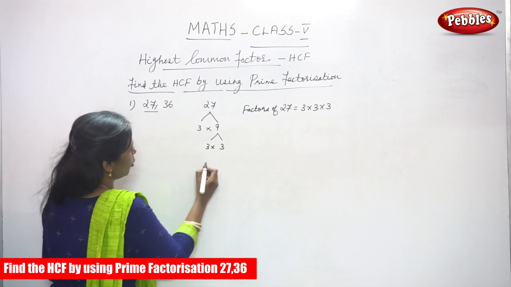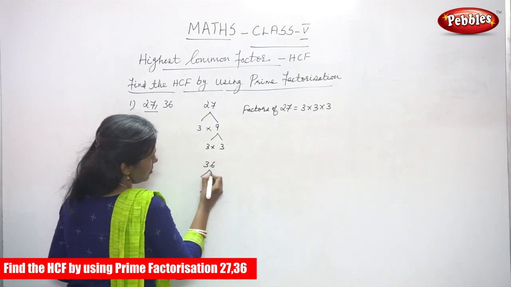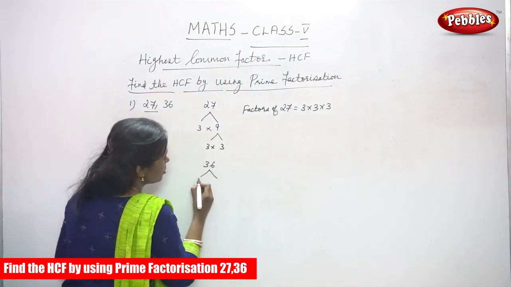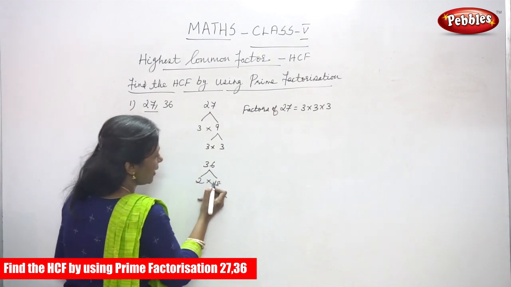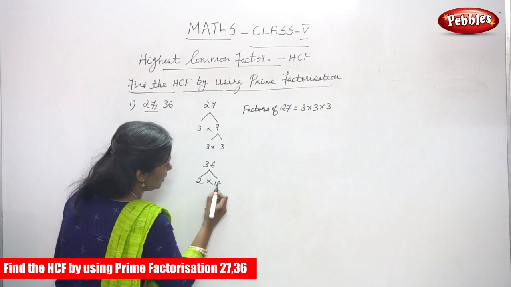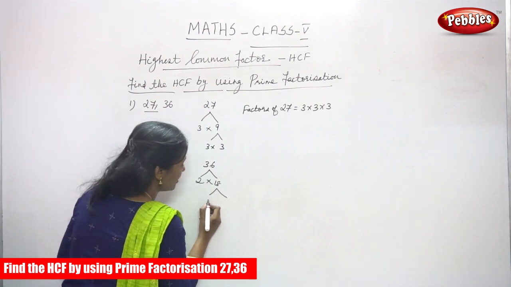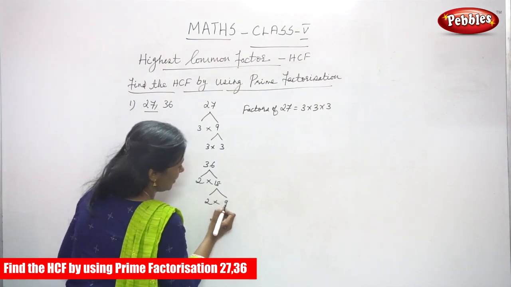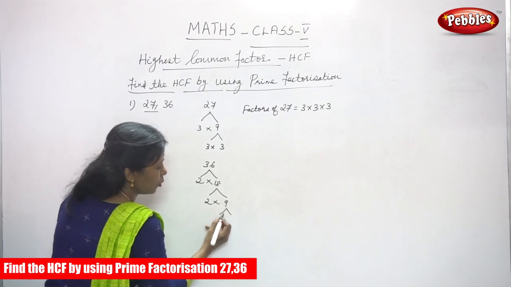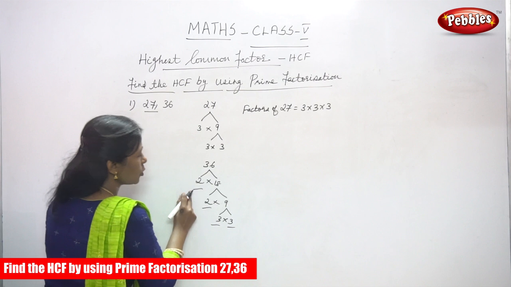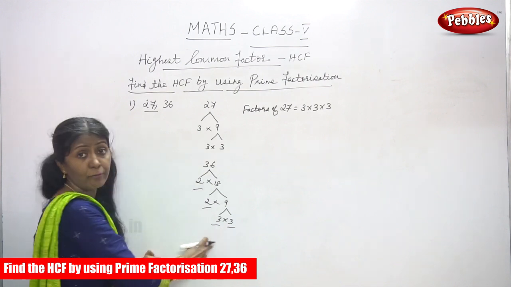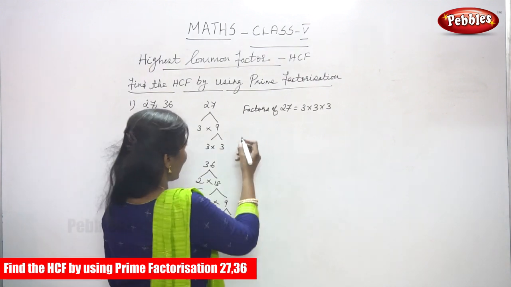Next you have to find out 36. So 2 and 18. 2 into 18, you can get 36. Again, you will find the factors of 18. So 2 into 9. You will find the factors of 9. 3 into 3. So what are the factors? 2 into 2 into 3 into 3. At the last, you have to take two factors simultaneously.